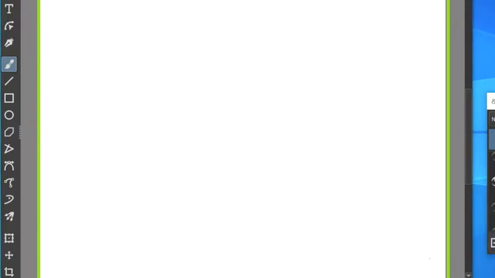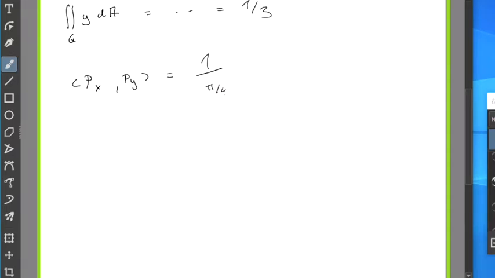Let's end this example. I'm not going to do that now, but when we do the y integral, we end up again with a third. So the center of mass then finally is 1 over the area, that was pi fourth, times 1/3, 1/3. And that's 4 over 3 pi, 4 over 3 pi. So that's the center of mass.